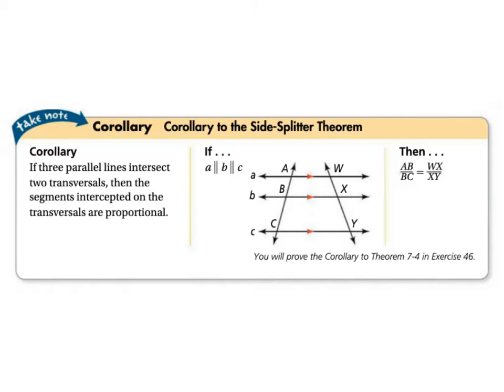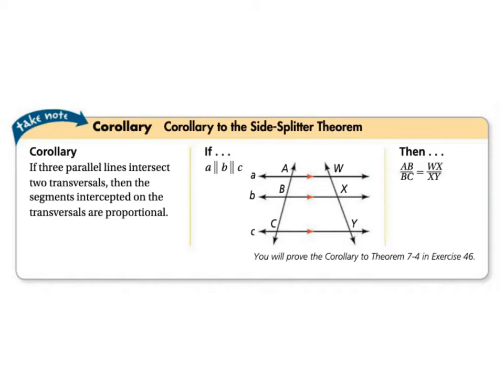So a corollary to the side splitter theorem, which remember is involving a triangle and then some segment that is parallel to one of the sides of that triangle, okay? But now we don't necessarily have a triangle. These lines sure will intersect, but we don't need to have that be the case. We just have 3 or more parallel lines, and then we've got 2 transversals. Then the segments intercepted on the transversals are proportional. So AB over BC is equal to WX over XY. Yep, and these lines need to be parallel.